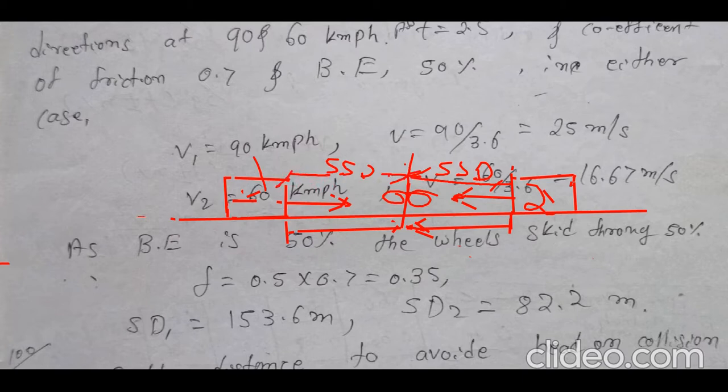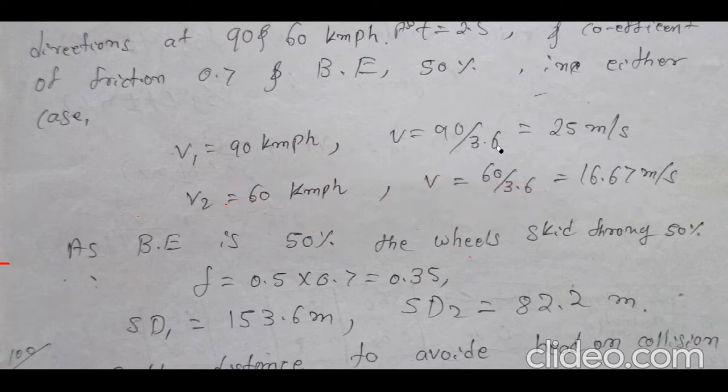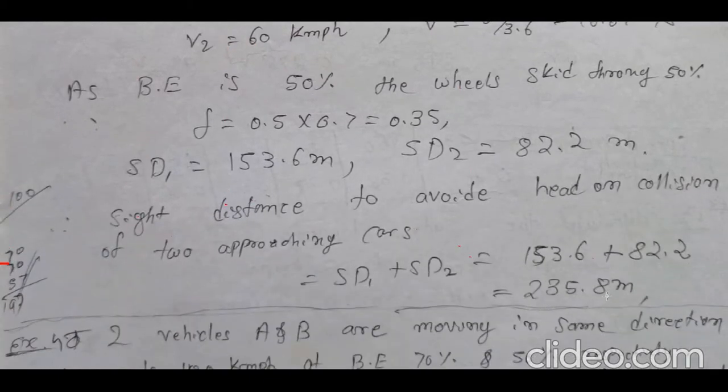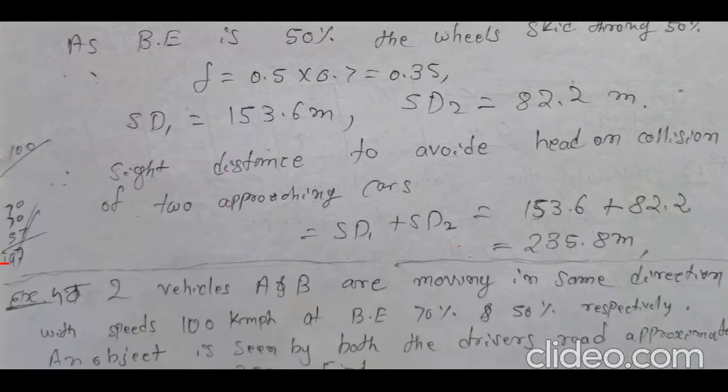So to avoid the head-on collision, the distance required is SSD1 plus SSD2, which is 235.8 meters.